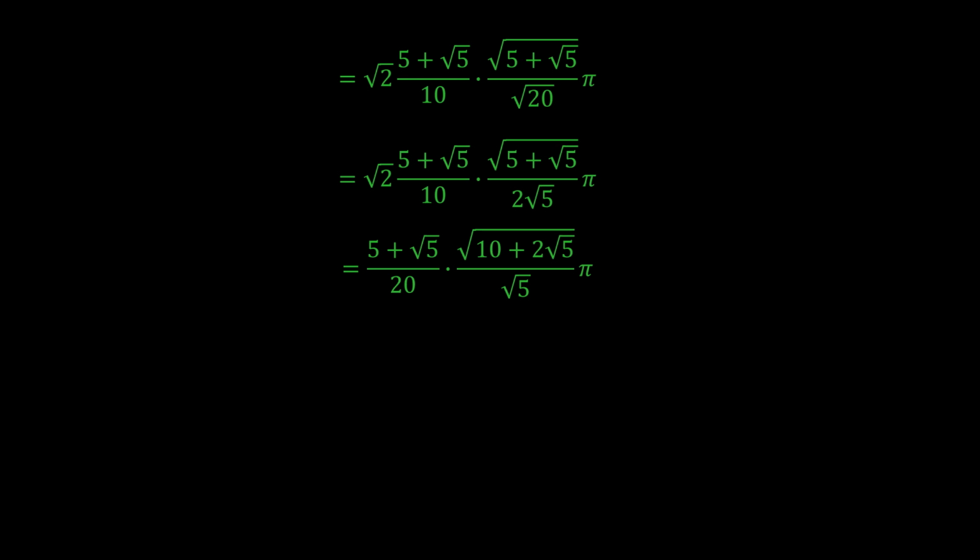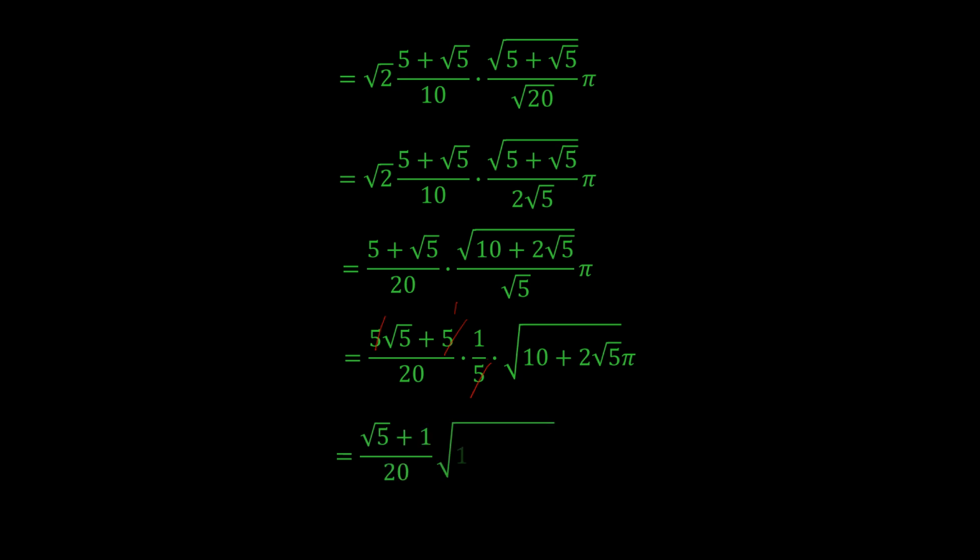And so when you multiply 5 root 5, numerator and denominator, the denominator becomes 5, and then the numerator becomes here 5 root 5 plus 5 times square root of 10 plus 2 root 5. And so this 5 goes, and this becomes 1. So we have square root of 5 plus 1 over 20 times the square root of 10 plus 2 root 5 times pi, obviously. That is what is due to the green integral.